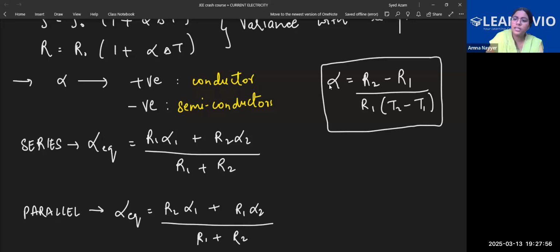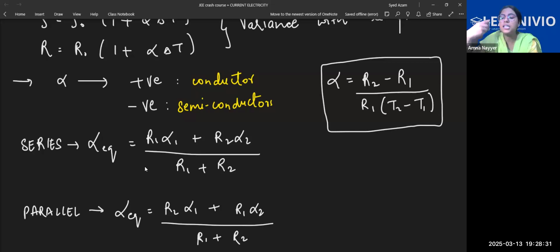Now, a very important thing: if we have two wires connected in series, the resistances are mentioned, the coefficients are mentioned, and the equivalent coefficient is asked. So remember these two formulas. Alpha equivalent in series will be (R1 alpha 1 plus R2 alpha 2) divided by (R1 plus R2). Means 1 1 together, 2 2 together. Alpha 1 R1 together, R2 alpha 2 together.